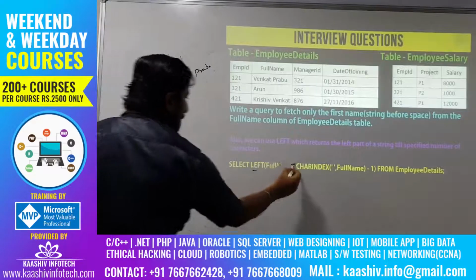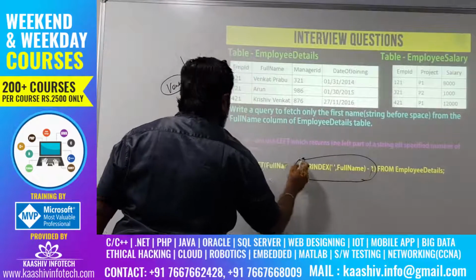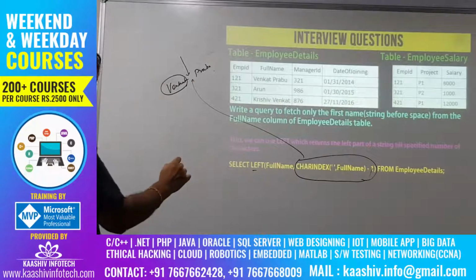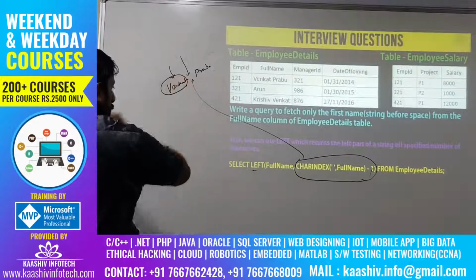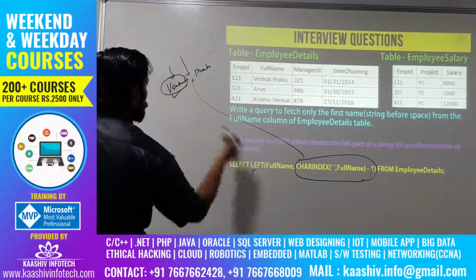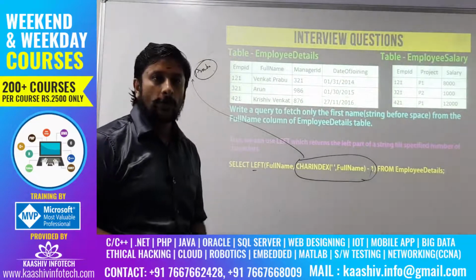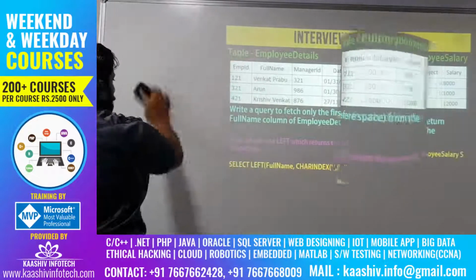So this char index will find the space. Left of full name comma left of. So this is the left, and you'll be getting this one. If it is right, you'll be getting this one. So that's the one, and this is how you'll be writing the query. Let's move on to the next question.